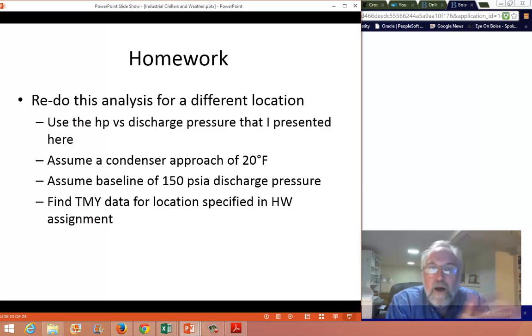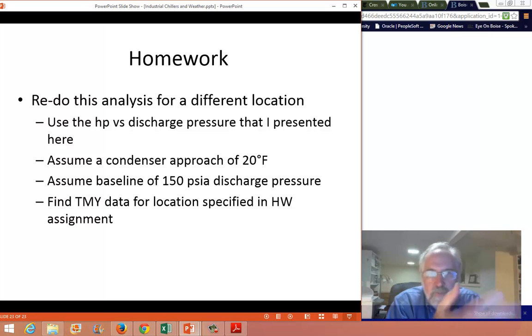Okay, so that's the information. I've now posted a homework assignment, which is to redo this analysis I just showed you. Use that same horsepower versus discharge pressure analysis I already did; you don't have to redo that. Assume a condenser approach of 20 degrees Fahrenheit. Assume a baseline discharge pressure of 150 psia instead of 160, so a little bit lower. And use the TMY file for your region.